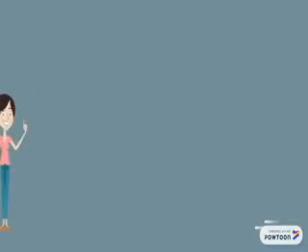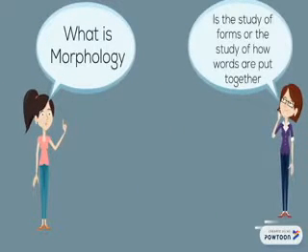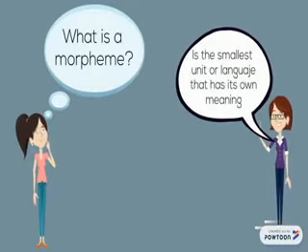Let's begin with what is morphology. Morphology is the study of forms, or the study of how words are put together. In morphology, we have morphemes. A morpheme is the smallest unit of the language that has its own meaning. There are two types of morphemes.